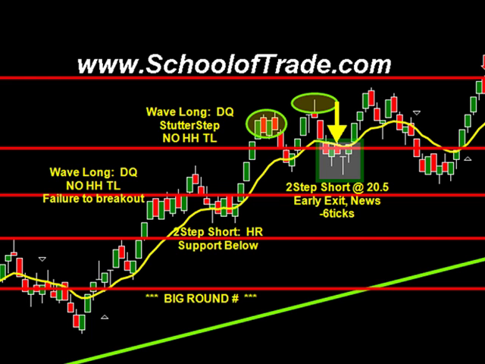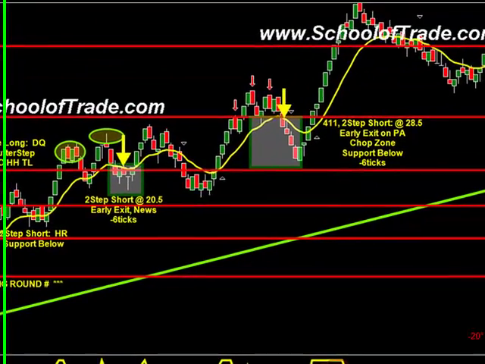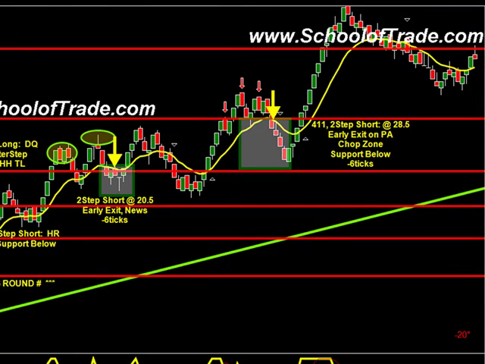Had to exit early on this, didn't see any follow through, ended up taking a negative 2 ticks per contract, so 3 contracts, 246. So that 2-step short there at 20.5 ended up costing me 6 ticks. And of course, tried to get back in with another two-step.